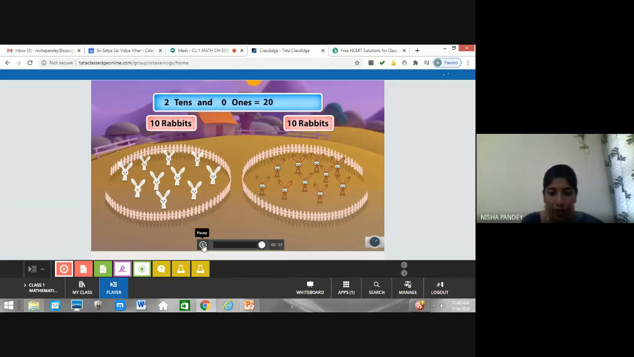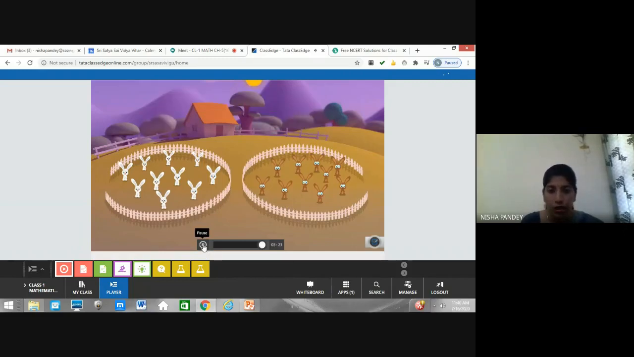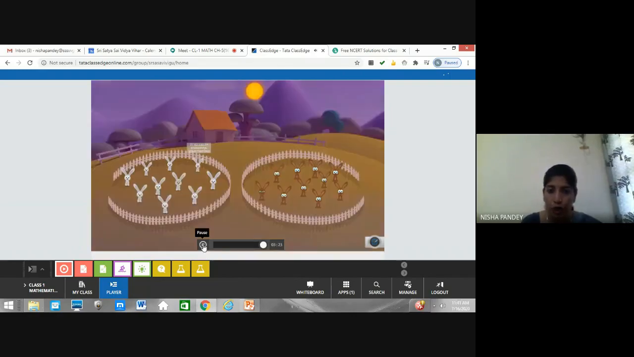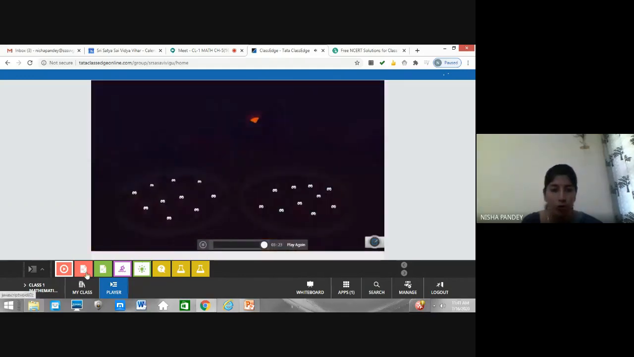So let's see what happens after. The rabbits are now home. They look really happy, don't they? So now it's a group of 20, right? Let's do some worksheet based on it.